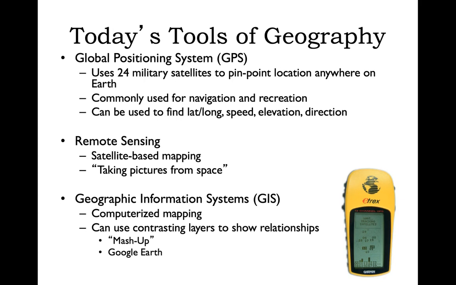Finally, you have GIS, or Geographic Information Systems. GIS is a computerized mapping that consists of using contrasting layers to show relationships. Basically, Geographic Information Systems is a mashup between GPS and remote sensing. So you have lots of different layers. If you think about Google Earth, when you use it you not only see the remote sensing image or that satellite-based photo, but you can also change direction and see different layers on your map, such as road names and locations.